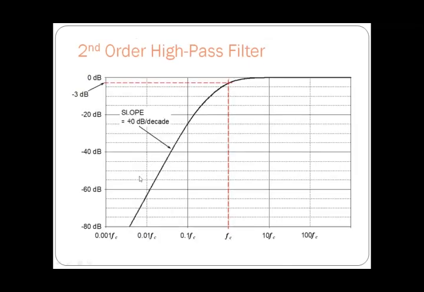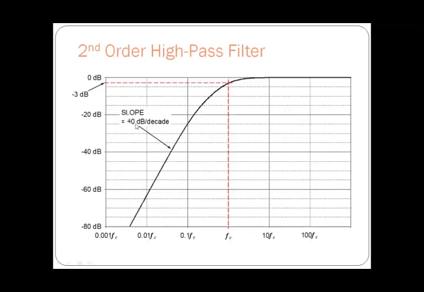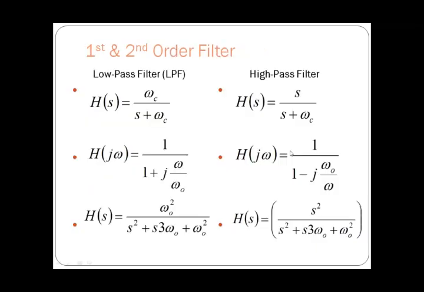And this is the response of the second order low pass filter, where the gain is 40 dB per decade. Here I can see the gain is 40 dB per decade. You can observe the slope, that is the cutoff frequency fc here, and above that fc it has a pass band, and below that fc it has a stop band. That means it allows only the signals above fc, and it does not allow the signals below fc.